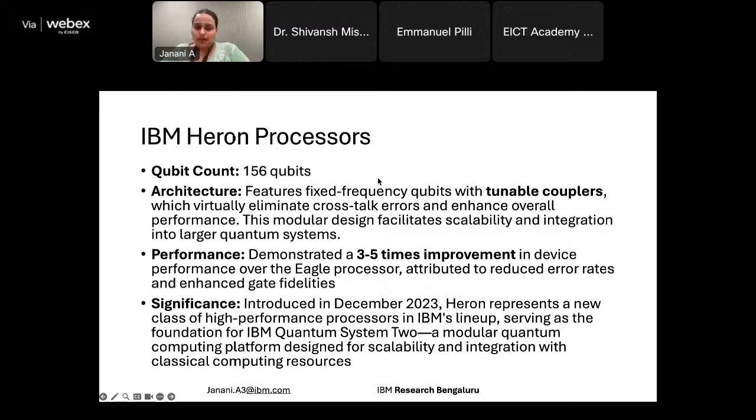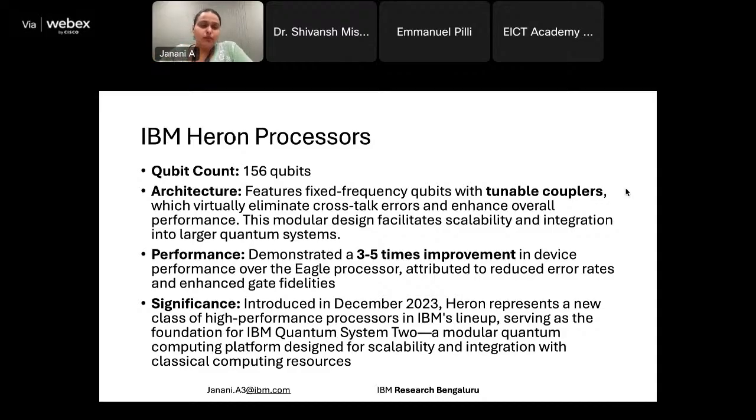So a note on IBM Heron processors. The IBM Heron processors have come after Eagle, and they have 156 qubits. The main thing to understand, which is great about IBM Heron processors, is that there are two things. One is that they have tunable couplers, which virtually eliminate crosstalk errors and enhance overall performance. So this is the first main thing about Heron, which makes it very important. They have this tunable coupler technology, which eliminates crosstalk errors and enhances overall performance.